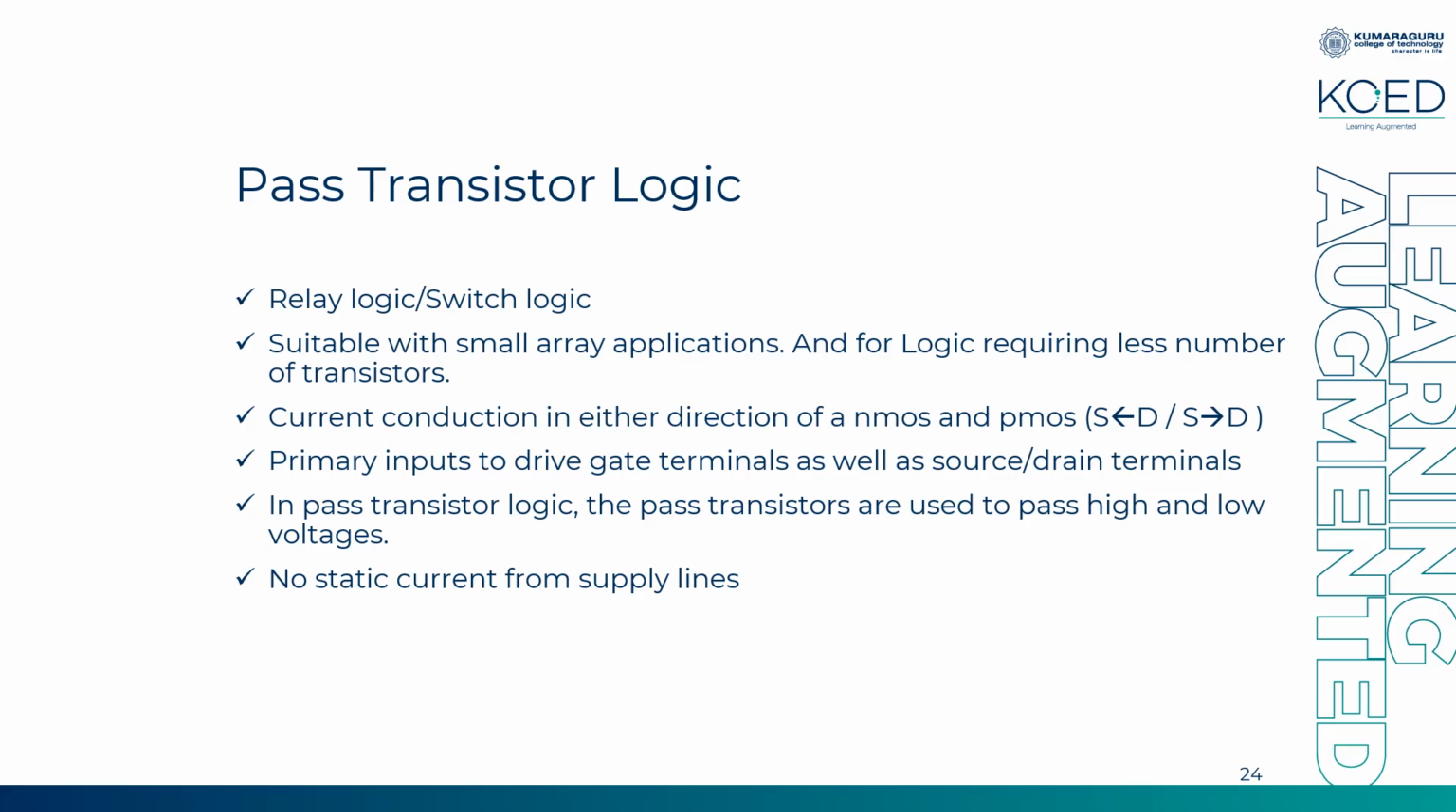And in PTL, you conventionally use any transistor, NMOS or PMOS, to pass both 1 and 0, even though we have seen that NMOS is good at passing only a strong 0 and PMOS is good at passing only a strong 1. If you want to design a logic, you have to use the pass transistor to pass both high and low voltage. And one of the main advantages here is there is no static power consumption, no static current from supply lines. So you don't have a path from VDD, so you don't have any static current.